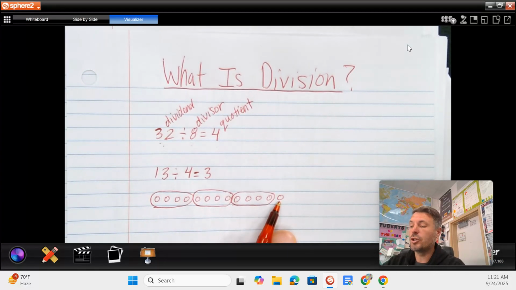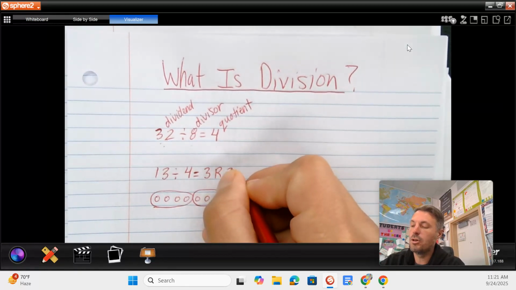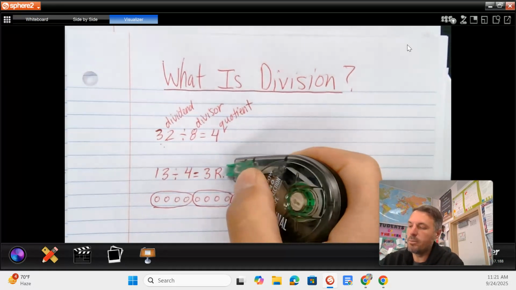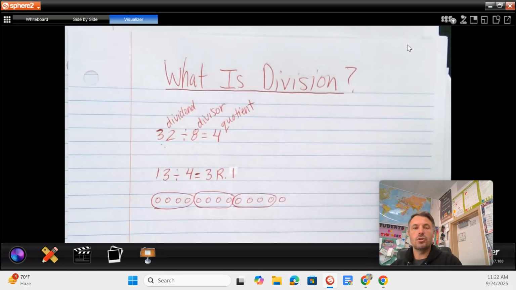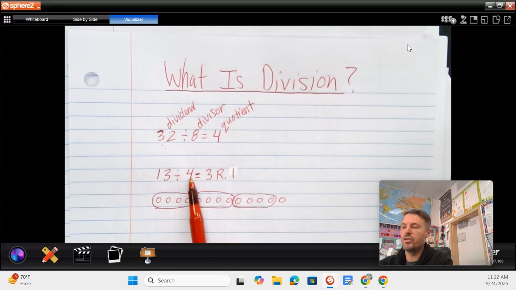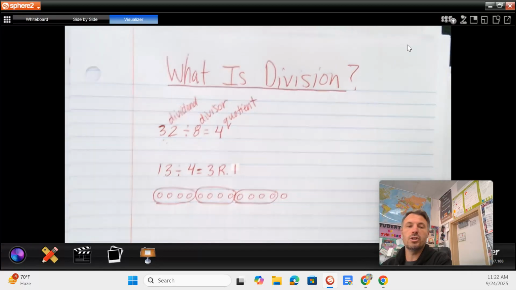And the way that we show that that 1 cookie is left over is we just write remainder 1, because there's 1 cookie left over. So the answer to 13 divided by 4 is 3, remainder 1. And again, here the 13 is the dividend, the 4 is the divisor, and 3, remainder 1, that's the quotient.